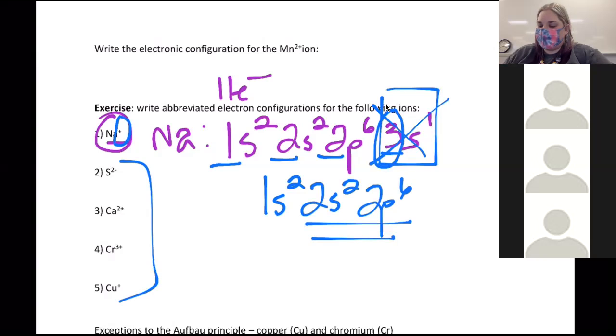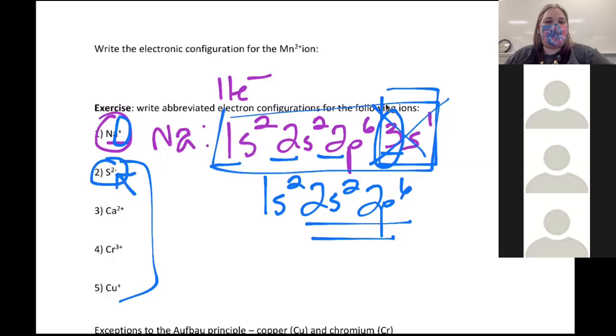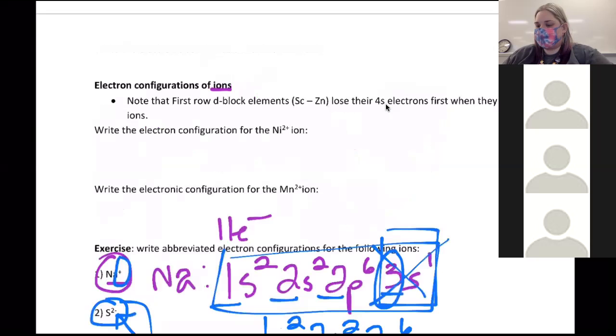So when you're doing these, start off with what your regular element would look like, and then if it's a positive charge, it's going to have lost valence electrons. If it's a negative charge, then it will gain enough electrons to complete that p sublevel and get to something p6. Okay? Yes. 2 minus, it's going to gain 2 electrons. You add 2 more electrons, because normally sulfur will end with 3p4. So when you do the S2-, it'll end with 3p6.